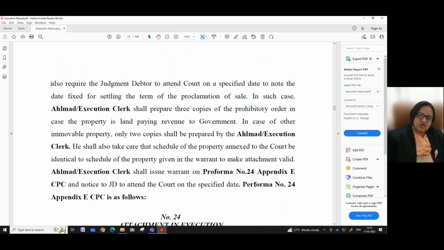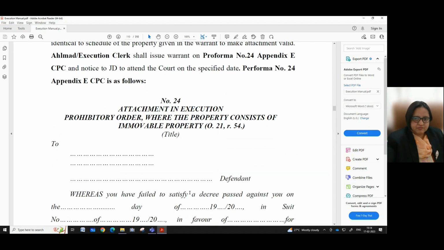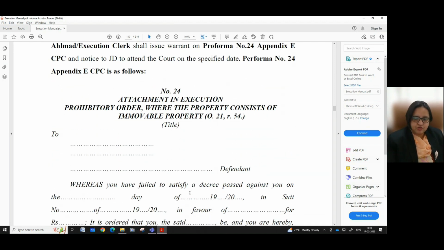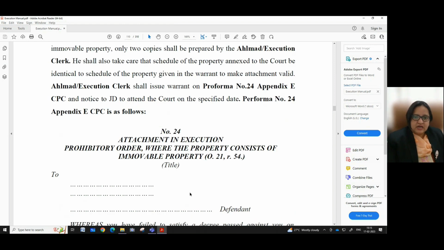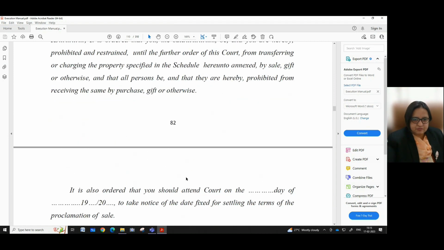The Ahlmad or execution clerk shall issue warrant in pro forma number 24, Appendix E, CPC, and notice to the JD to attend the court on the specified date. Pro forma number 24, Appendix E, CPC, has also been provided in the manual for ready reference. This is the pro forma number 24, which deals with attachment in execution, prohibitory order, where the property consists of immovable property under Order 21, Rule 54, CPC.